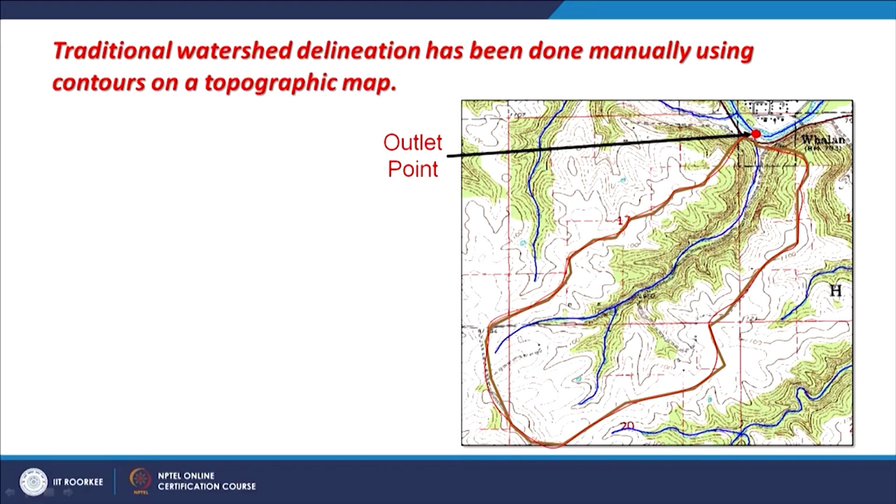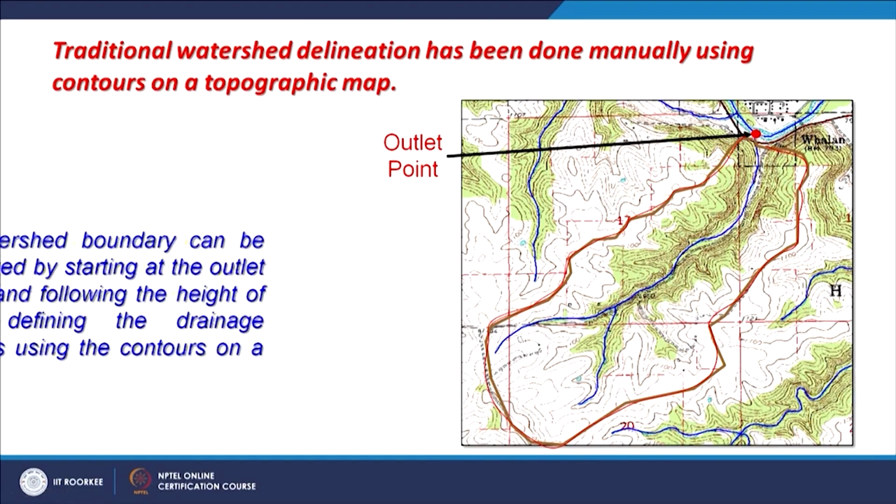So traditional watershed delineation, which we have been doing earlier when we did not have the GIS and digital elevation model like today, was done by using contours on a topographic map.